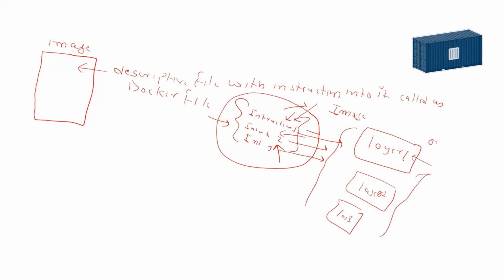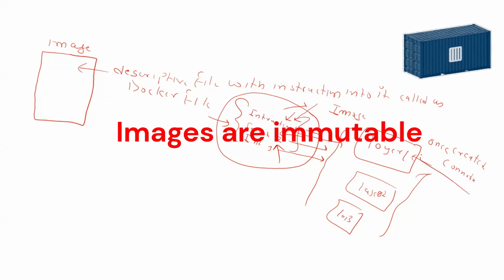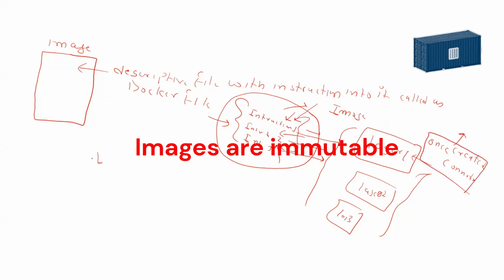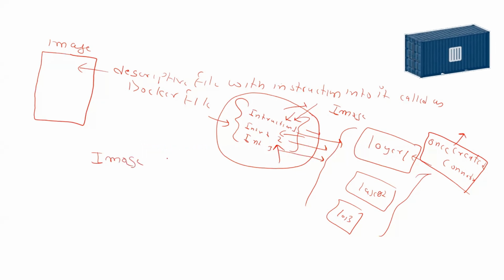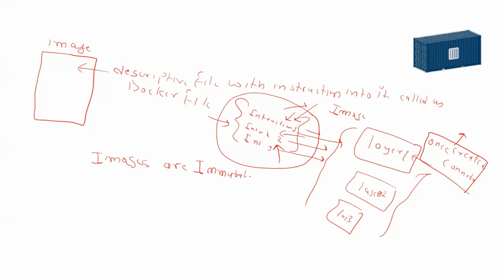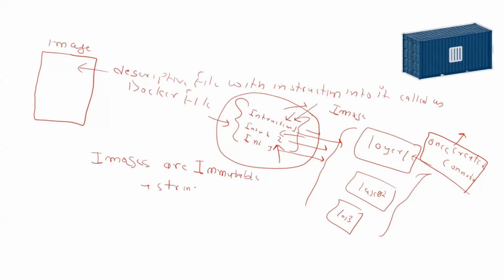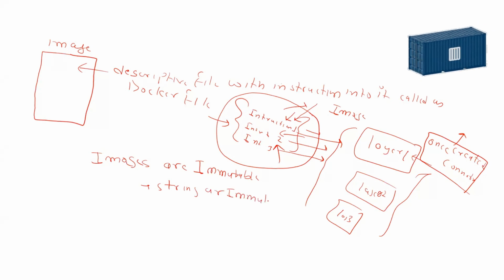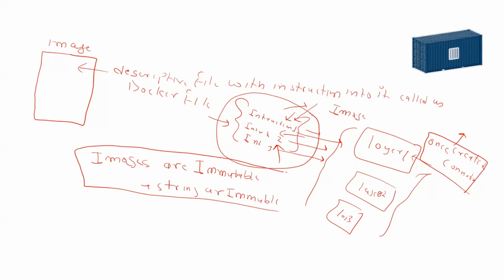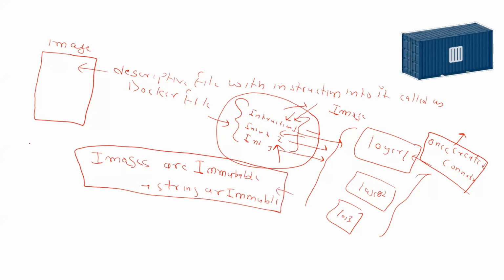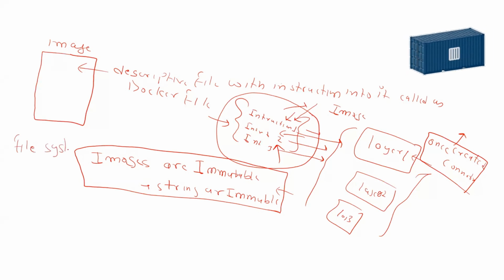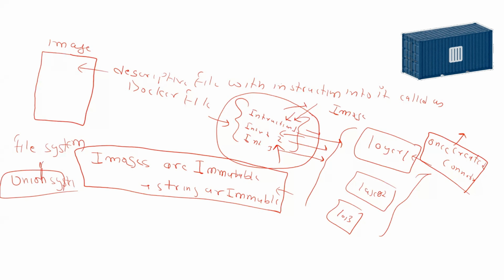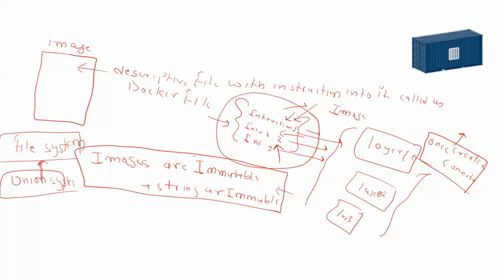And these layers, once created, cannot be modified. Once created, you cannot modify it. And this is what makes images immutable. See, images are immutable. What does that mean? In Java, strings are immutable. If you are aware of that concept, it's pretty much the same concept here. Instead of the string pool concept, in a container it has its own file system, the union file system. We will discuss this in later videos, but for now, I just want to explain that images are immutable.